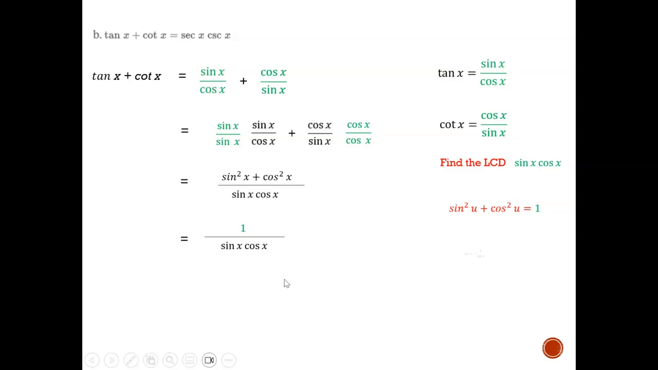Now 1 over sine x is equal to cosecant of x, and 1 over cosine x is equal to secant of x. So here we have cosecant of x, and here we have secant of x. You see, guys, now it matches the right side.